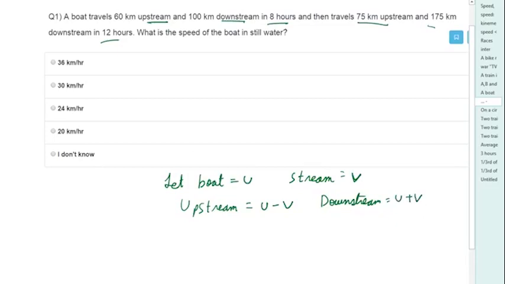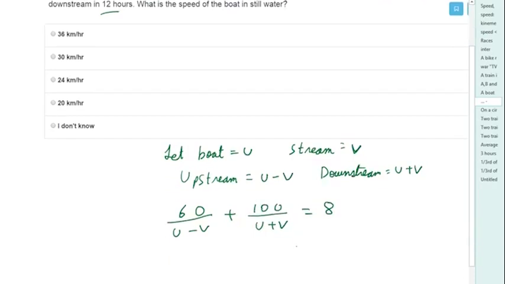Now it takes 8 hours for it to go 60 kilometers upstream and 100 kilometers downstream. So speed is equal to distance by time, time is equal to distance by speed. 60 upstream divided by speed upstream, u minus v, plus 100 downstream divided by u plus v is equal to 8. And same way for the other case, 75 by u minus v plus 175 by u plus v is equal to 12.